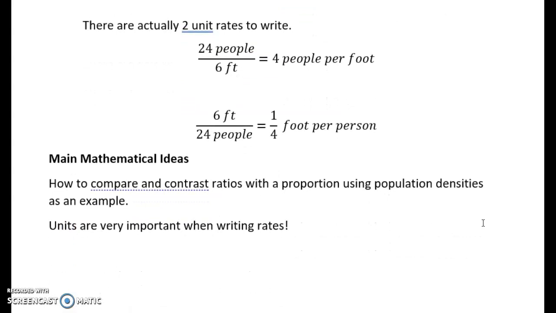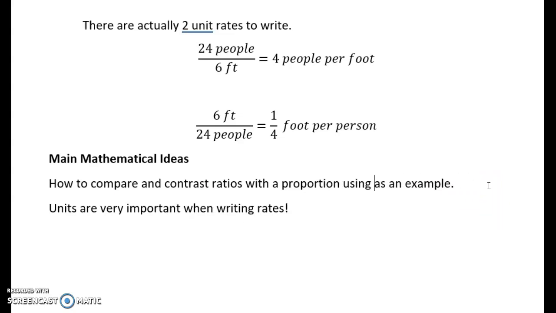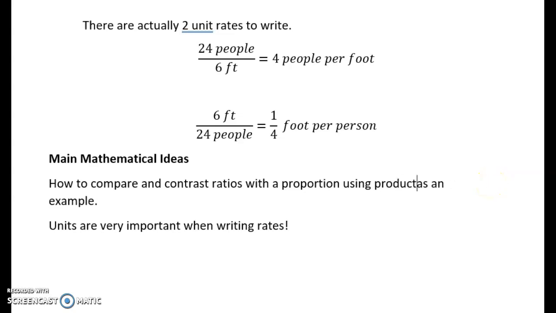All right, so some of the main mathematical ideas from this unit are how to compare and contrast ratios with a proportion. Not using population densities, we actually used prices as an example. So using product prices as an example. So again, units are very important when you're writing rates. So just writing the 4 or the 1/4 really has no meaning. I have to give the units with it, and the units have to be in the correct order. So that's really important. So for this 1/4, for that situation, the units have to be foot per person, or 1/4 of a foot per person. Otherwise, it wouldn't make sense.